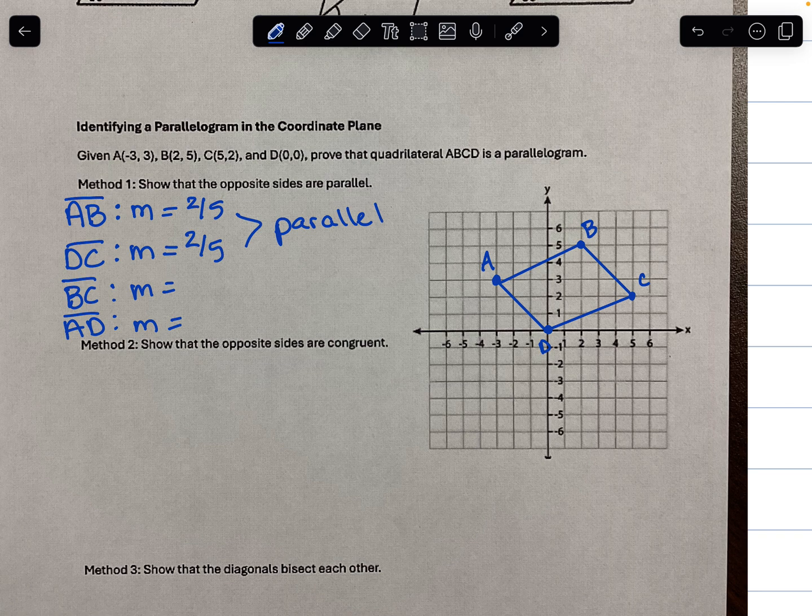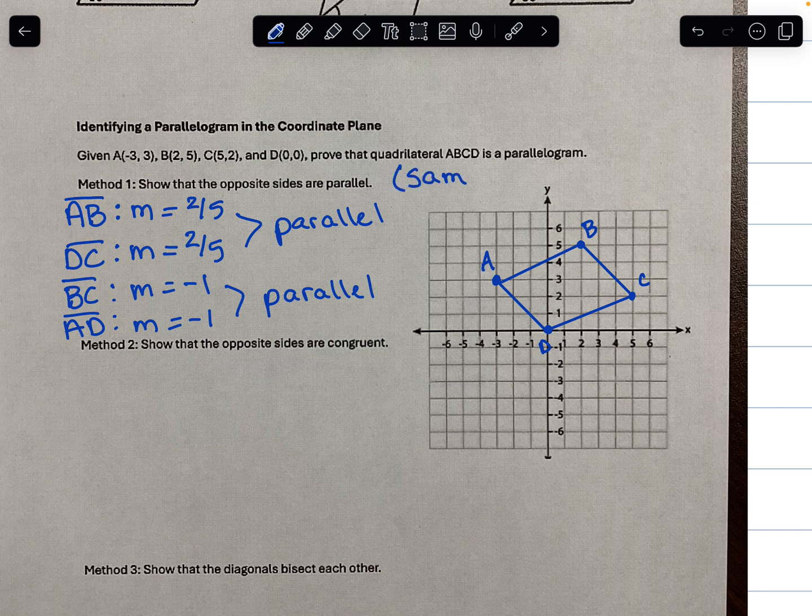Okay? Then we're going to do B to C, down 1, 2, 3, over 1, 2, 3. So what would negative 3 over 3 give you? Negative 1. Okay? Same thing from A to D, 1, 2, 3 down, 3 over, also negative 1. Okay? So, did we just prove that this is a parallelogram? Yes, because we know opposite sides are parallel because they have the same slopes.